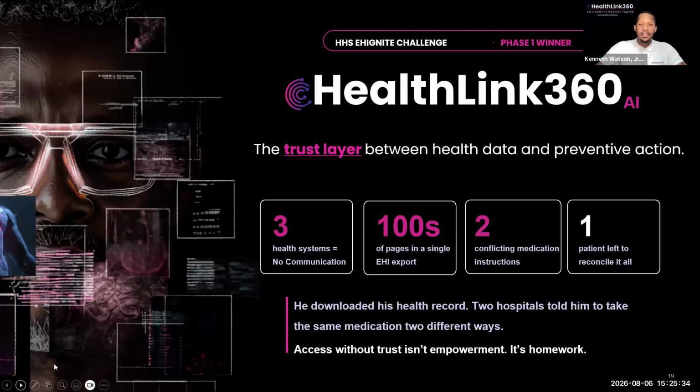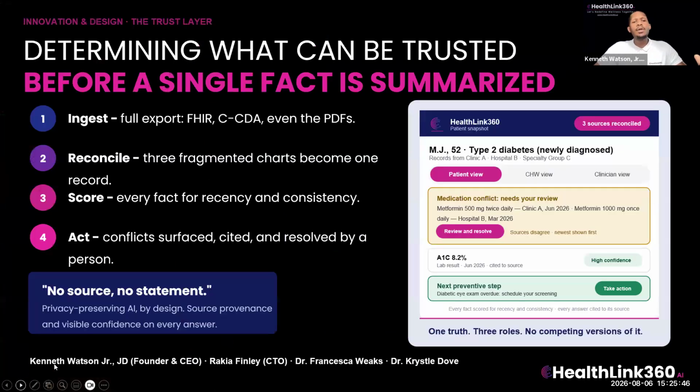And as a personal wellness assistant that makes sense of fragmented health data, we apply that intelligence to one urgent question. How do we help patients safely use the health records they already have? Next slide, please. Most solutions begin by summarizing the record. HealthLink 360 begins one step earlier. We bring that export together, preserve where every fact came from, and we reconcile information across these sources. We then evaluate it for recency and consistency.